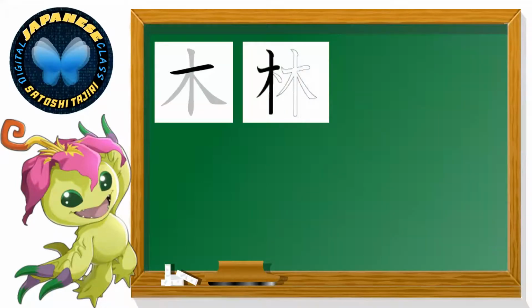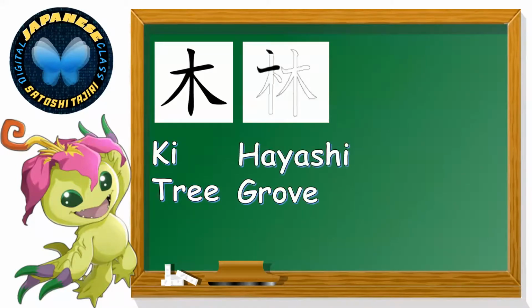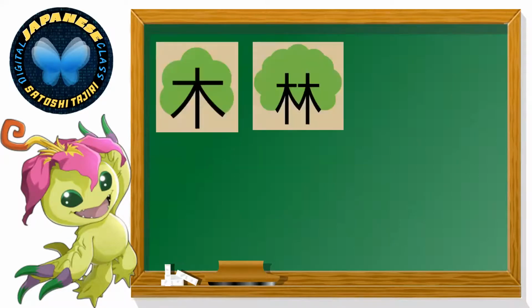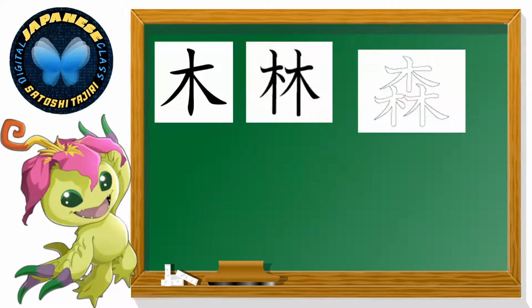How about if you make it two? Okay, so we will change the meaning now. We don't say kiki, okay? Remember that. Don't say kiki. It will become hayashi. Hayashi means grove. So we are using our imagination to form a new meaning, okay? How about the third one?